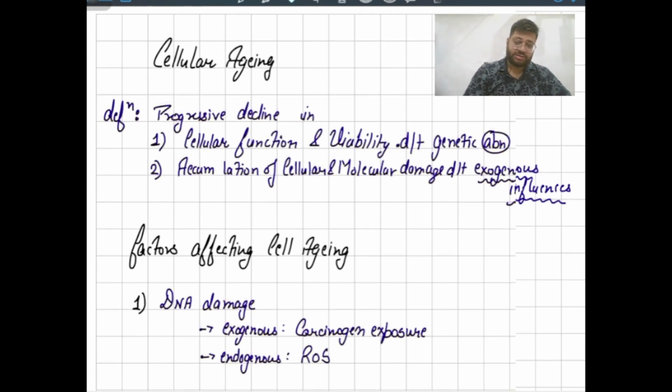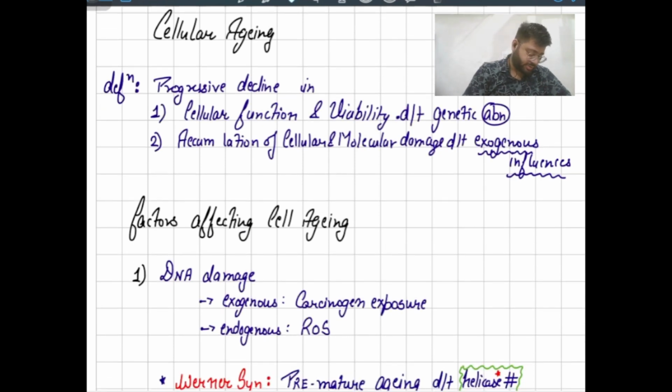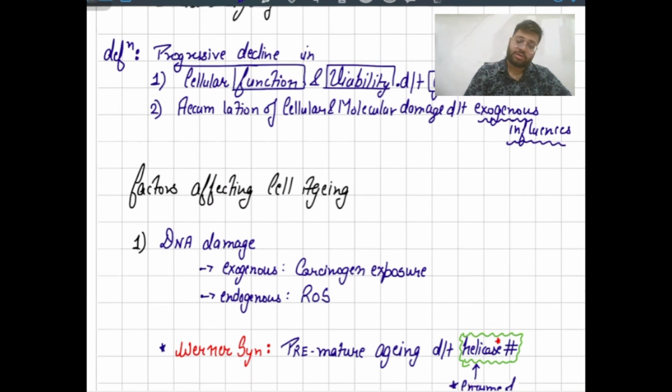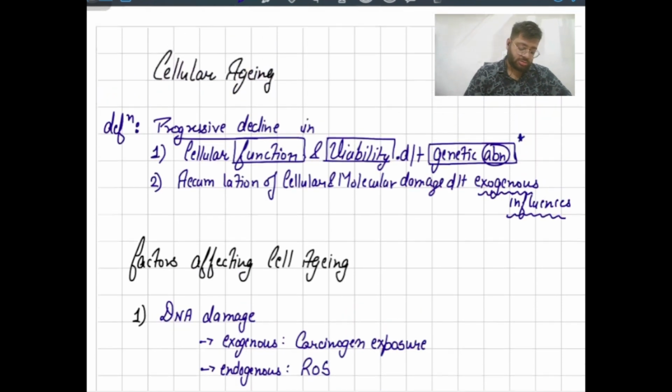What is cellular aging? Cellular aging is a progressive decline in cellular function and its viability. Both cellular function and viability decrease rapidly, and the basic cause behind all these things is genetic. There is some kind of genetic abnormality which causes cellular function and viability to decrease.